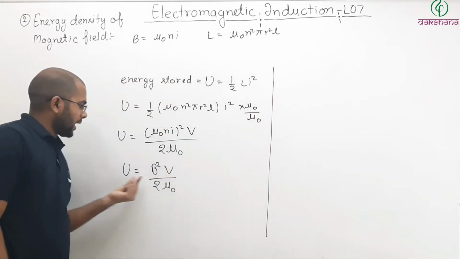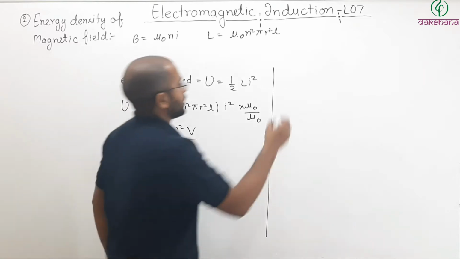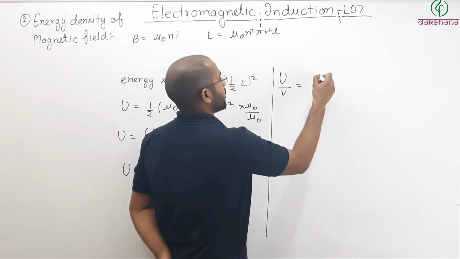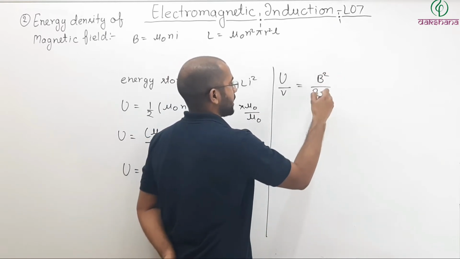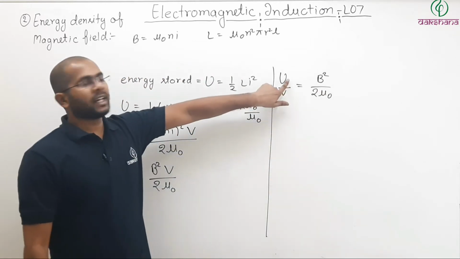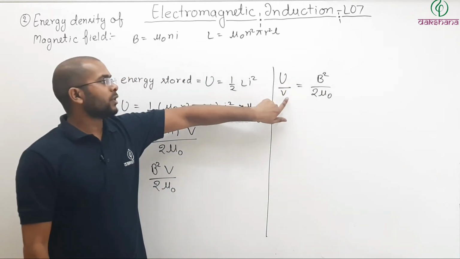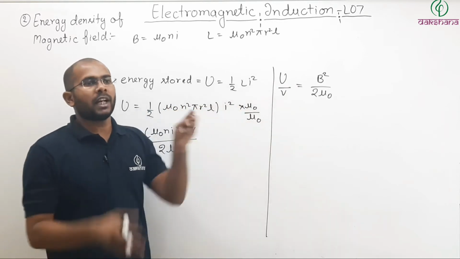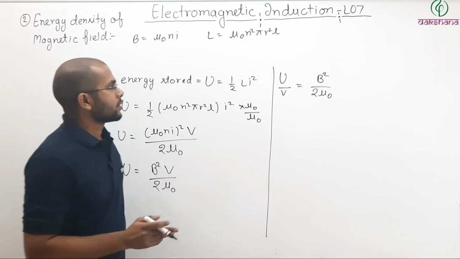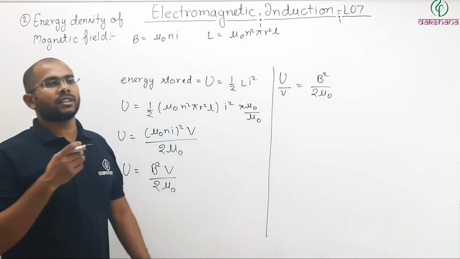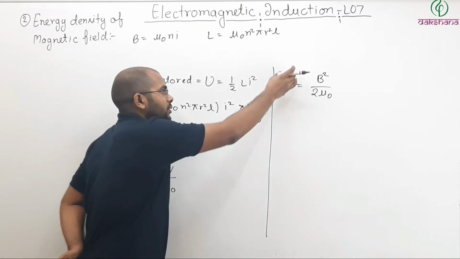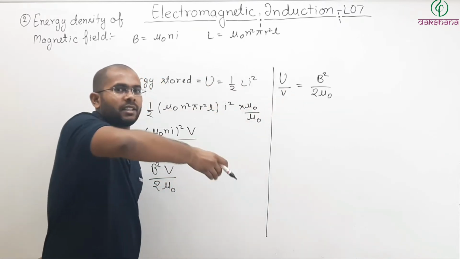So here if I divide by this volume, I will get energy stored divided by volume equals B square divided by twice mu naught. U is the energy stored in the solenoid, V is the volume of the solenoid. So we are talking about just the region of the solenoid, not outside the solenoid. So here U by V is the energy stored inside the solenoid per unit volume. U is the energy stored, V is the volume. So that is the energy density.